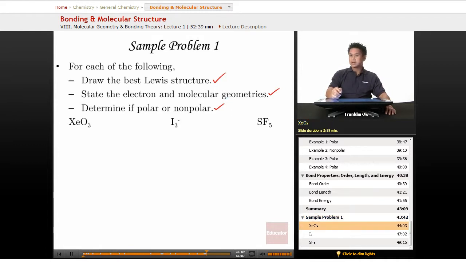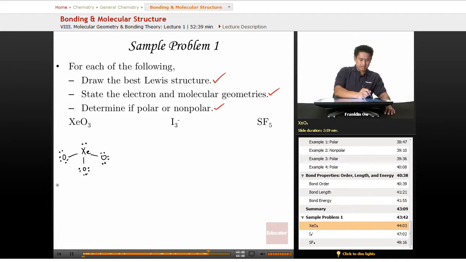So xenon trioxide. So my central atom is going to be xenon. Okay, I'm going to surround the xenon with the oxygens like that. And I'm going to connect everything to the center like that. I'm then going to proceed and complete everybody's octet. So each oxygen is going to need 3 lone pairs, and the xenon is going to need 1 lone pair itself.